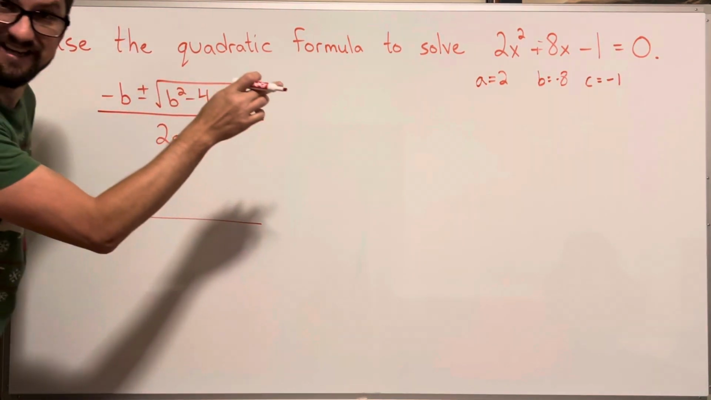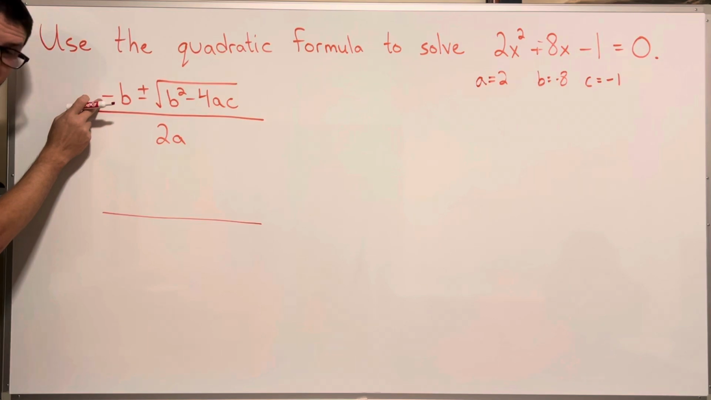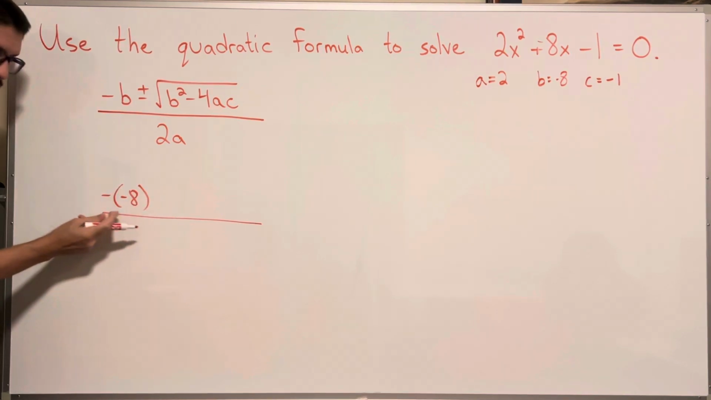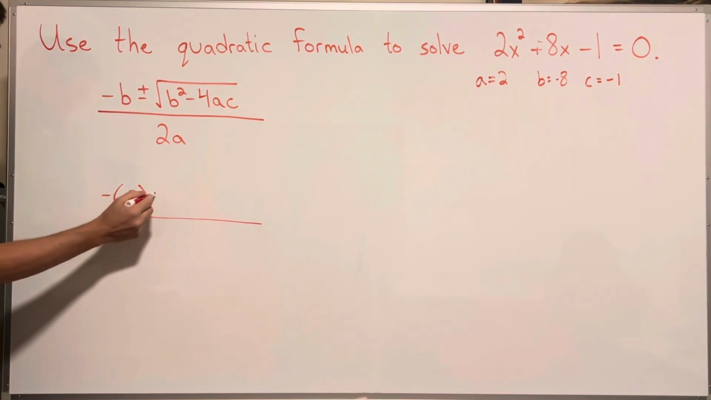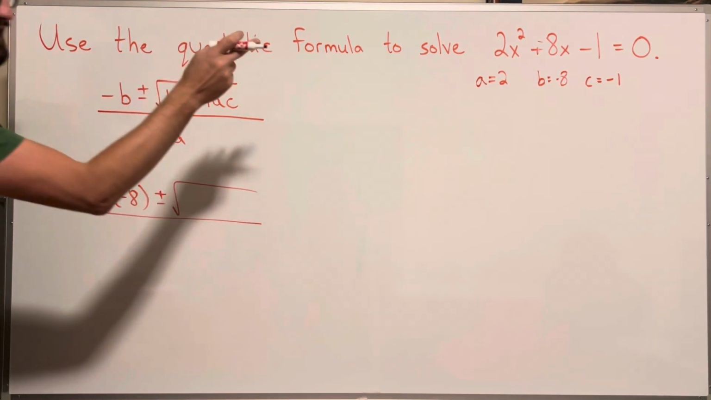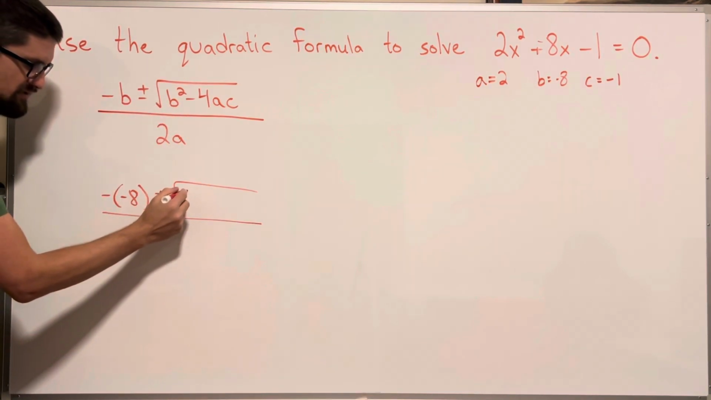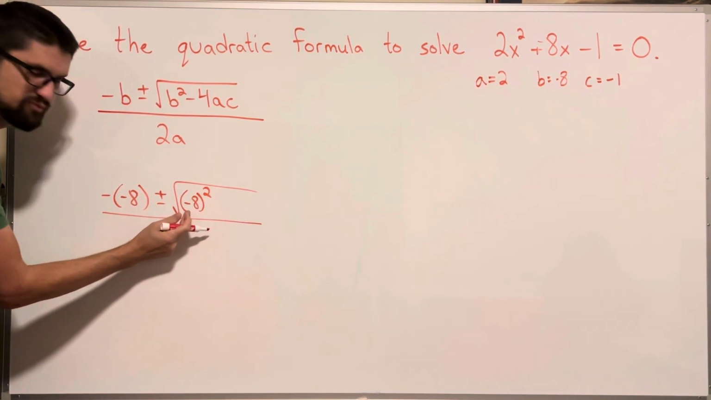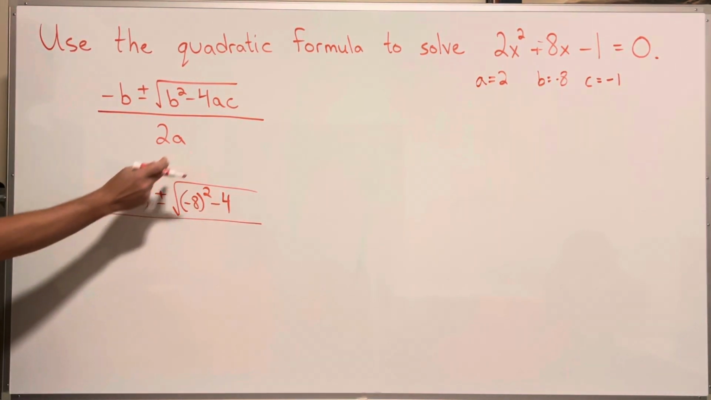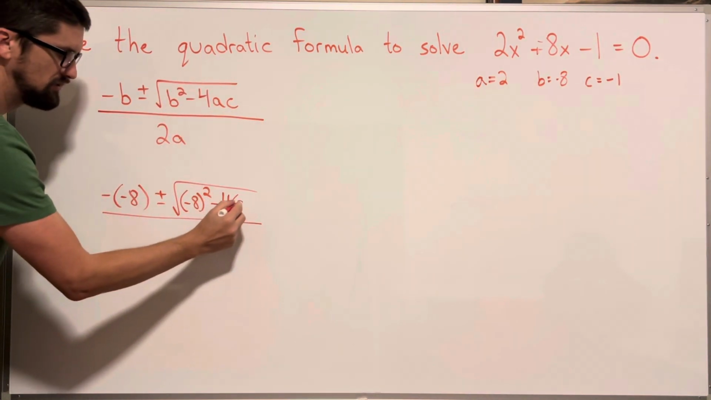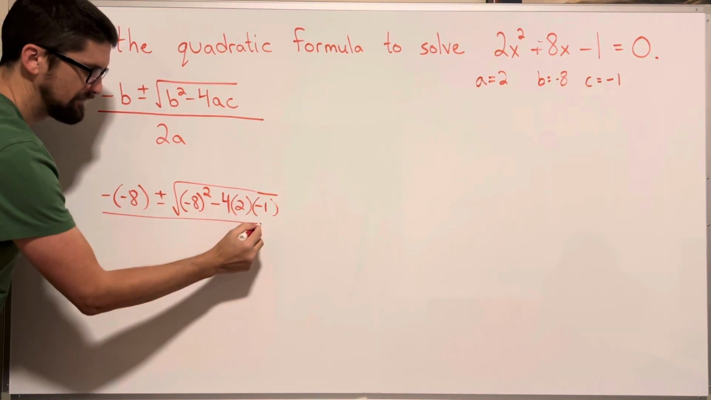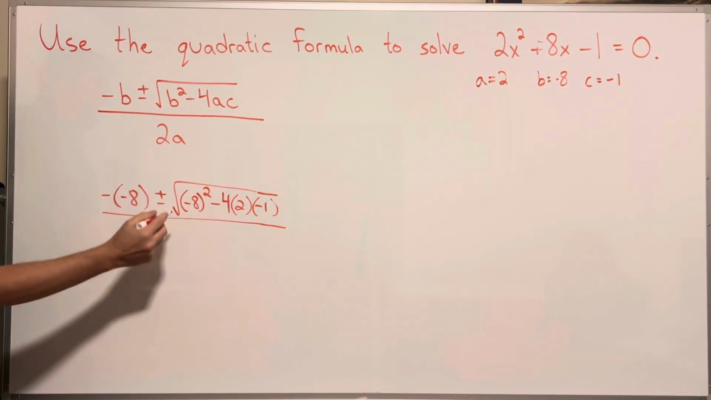All right, so my b is negative 8, but I have a negative sign in front, so it's negative of a negative 8. I'm going to use parentheses to represent that. Bring down the plus or minus sign. Inside the square root, I got b, negative 8, squared. Again, use parentheses since you're squaring the whole negative 8. You have a minus 4 times a, which is 2, and times c, which is negative 1. And then on the bottom is 2 times 2.